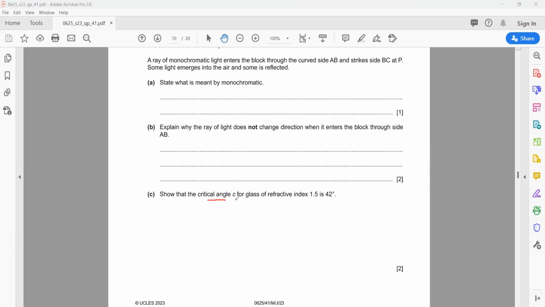Now show the critical angle C for the refractive index 1.5 is 42 degrees. You have to show the critical angle. We studied the critical angle, and it has different formulas. One of them is refractive index n equals 1 over sine C. If you rearrange, it becomes sine C equals 1 over n, or C equals sine inverse of 1 over n.